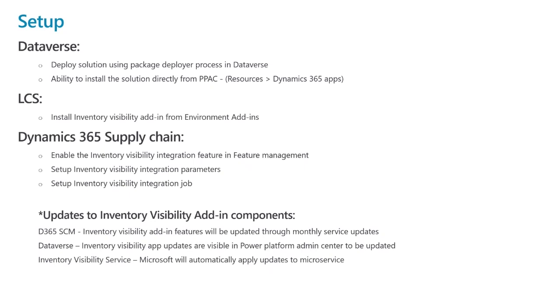Once the inventory visibility add-in is deployed and the application is deployed on the Dataverse side, you are ready to configure that into D365 supply chain. So you can go and log into the D365 supply chain environment. You can enable the inventory visibility integration features, and that will light up a couple of new forms for you in the system. The first form where you have to go is inventory visibility integration parameters, where you will set up the endpoint. Endpoint is one of the important setups, which we'll see in the next couple of slides. That is basically an endpoint where your inventory visibility is being hosted.